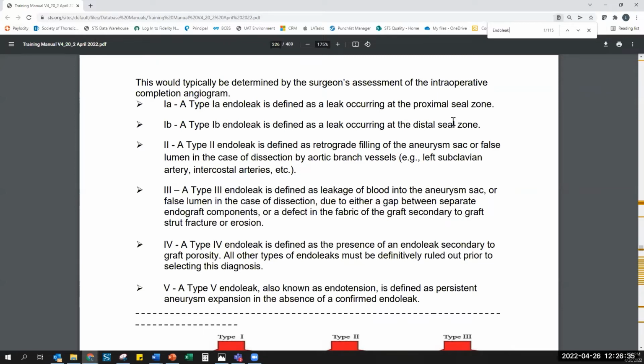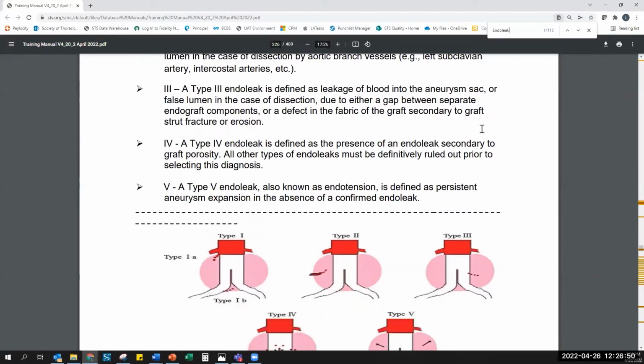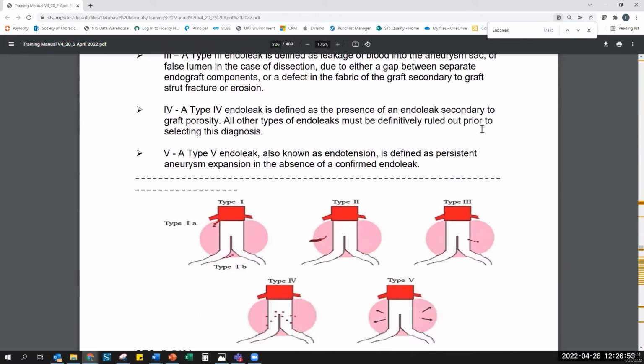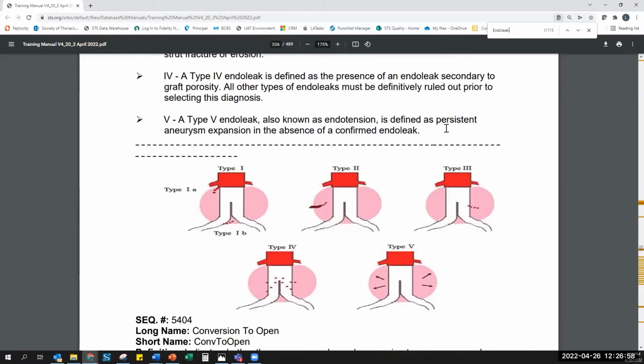A type 3A endoleak is defined as leakage of blood into the aneurysm sac, or false lumen in the case of dissection, due to either a gap between separate endograft components or a defect in the fabric. We've got some nice pictures here in the training manual, currently in the adult training manual. Type 4 is an endoleak defined as the presence of an endoleak secondary to graft porosity. All other types of endoleaks must be definitely ruled out prior to selecting this type.